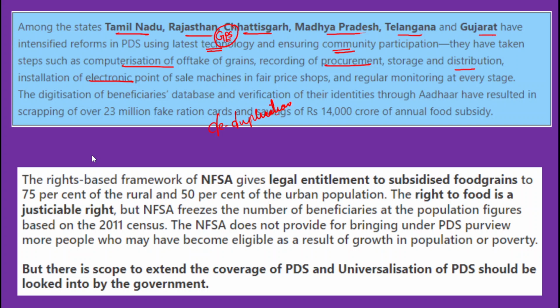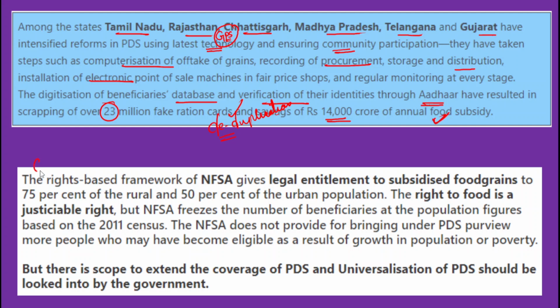In this context, the digitization of the beneficiaries database and verification of their identities through Aadhaar have resulted in scrapping of over 23 million fake ration cards, and that is an important aspect of deduplication and eliminating ghost beneficiaries. So that ultimately saved around 14,000 crore annually on food subsidy.